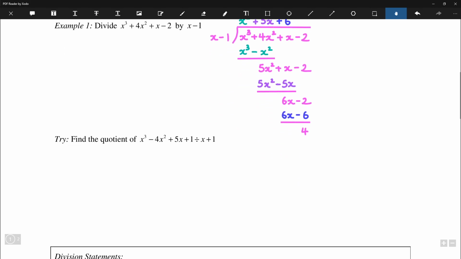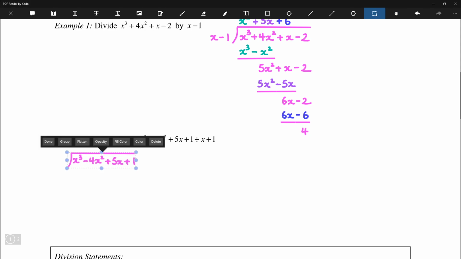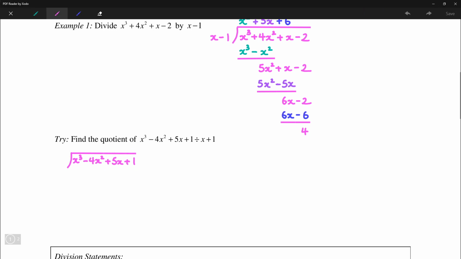Let's do one more example here before moving on. So this time we have x cubed minus 4x squared plus 5x plus 1. Okay, once again we're dividing. So here we go. Before we begin, I'm just going to move this down a little bit so there's more space to write. Alright, so on the other side, of course, we have x plus 1.